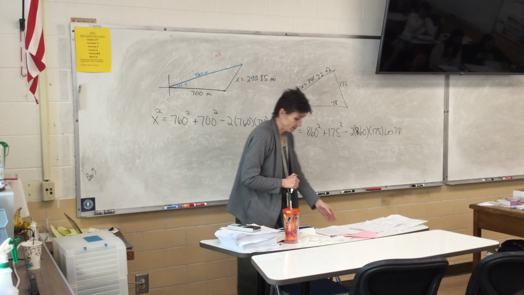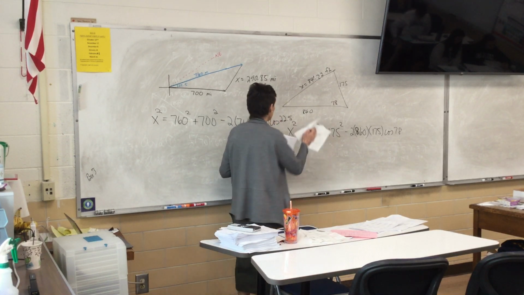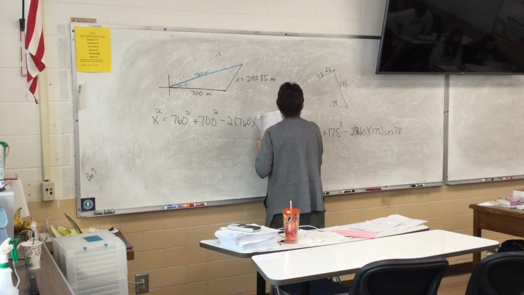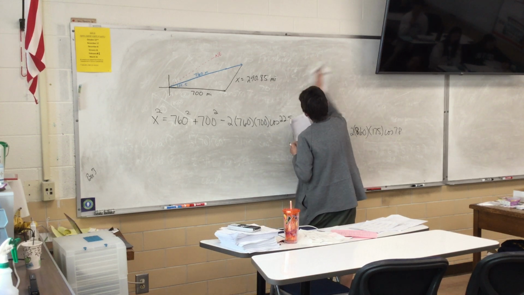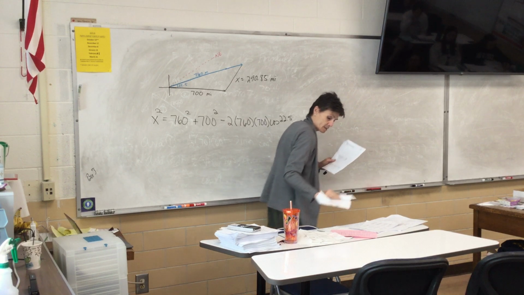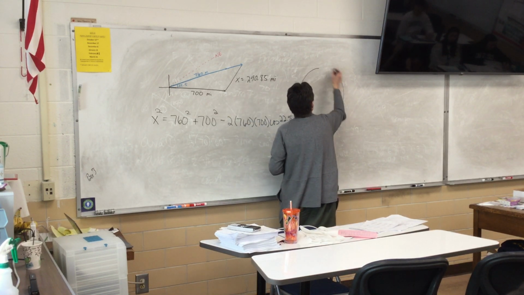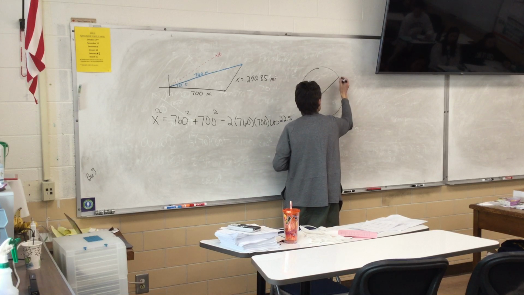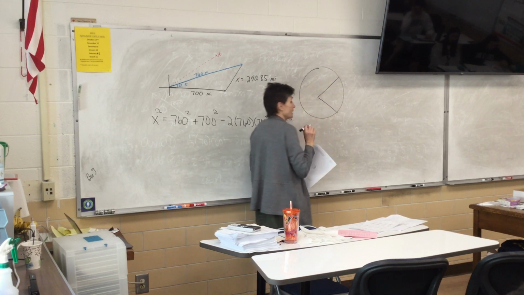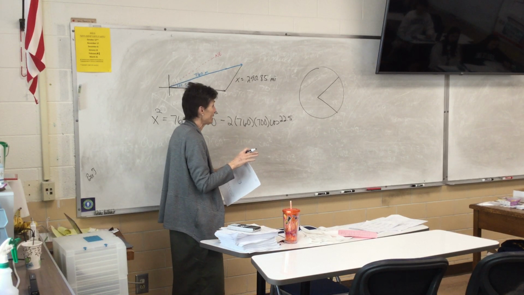Right, now we're gonna do one that's a little bit interesting. A new vocabulary word, you may have talked about this in geometry. When we talk about a segment of a circle, first of all, this is called a sector. A piece of pie is called a sector, okay?